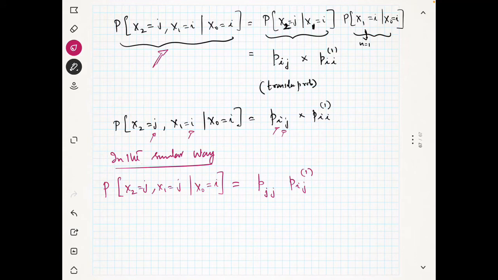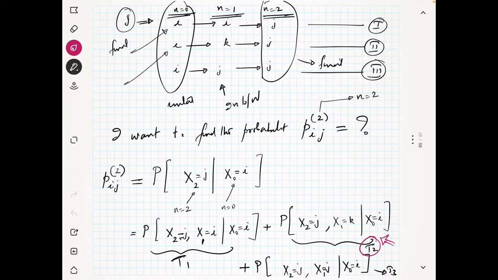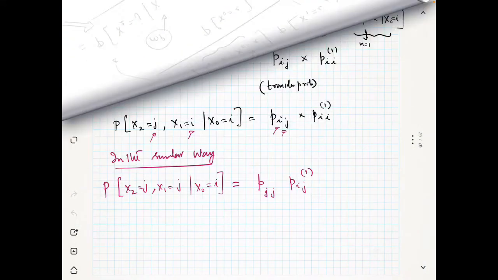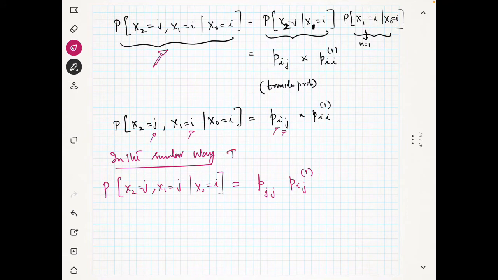Similarly, this is not for term 2, this is for term 3. Actually, for term 2 it is j, k and i. You can see here j, k and i, okay. So for term 2, j, k and i, it will be changing, it will be different. So it will be something like pkj into pik, in the same way as we have mentioned above.